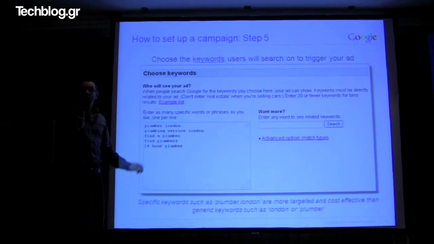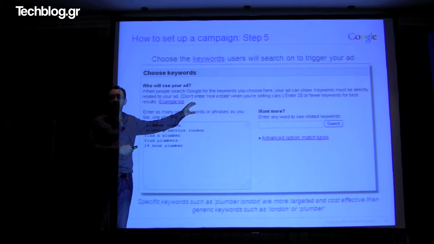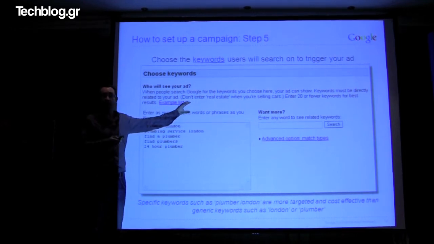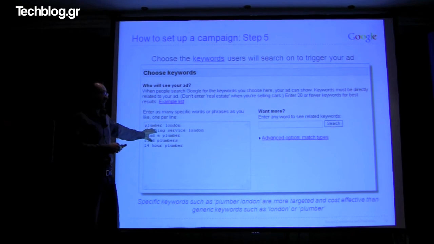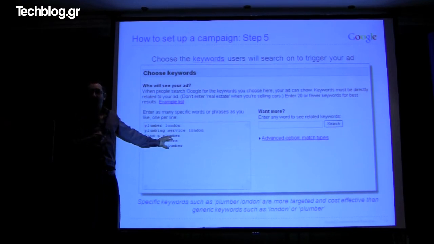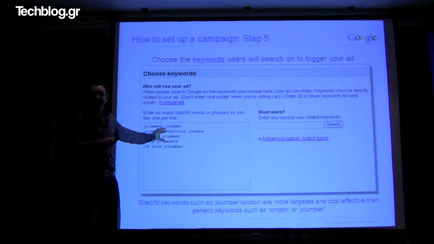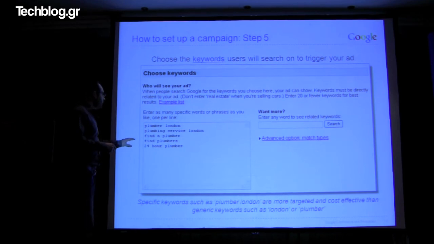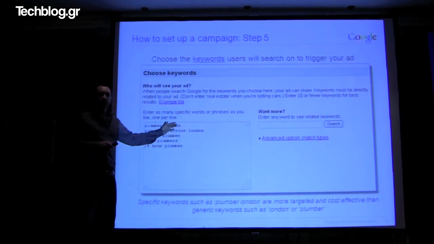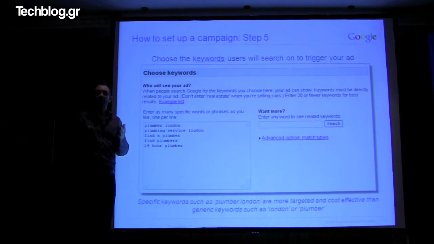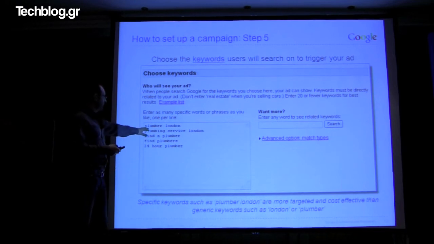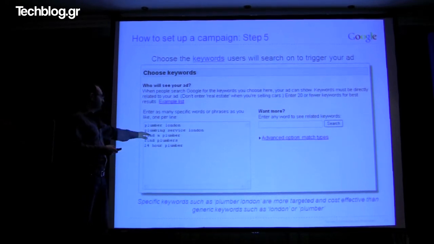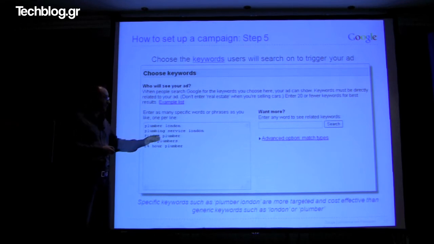Now, keywords. Keywords are the words that people type into the search box to search for your products. An advertiser has complete control over when their ads appear, and they do that by selecting the keywords that they think a user is going to type into the search box. So a plumber based in London, what are the sorts of keywords that they're going to think a user is going to search for when they're looking for a plumber in London? So I put in here plumber London, plumbing service London, find a plumber, all sorts of variations of keywords.